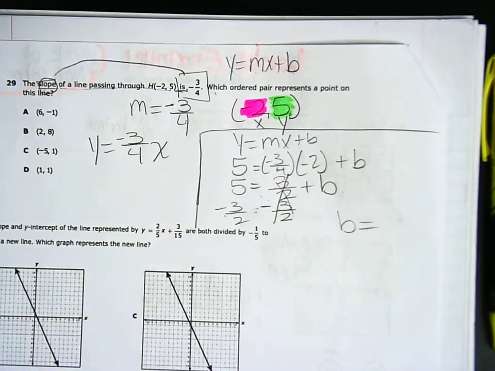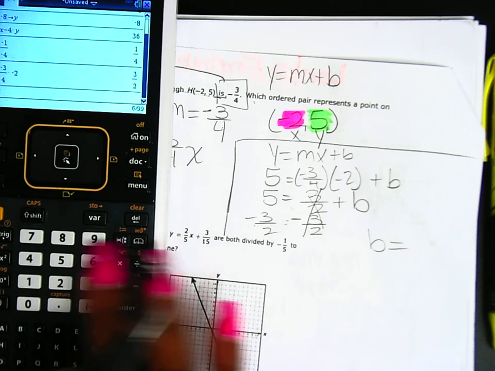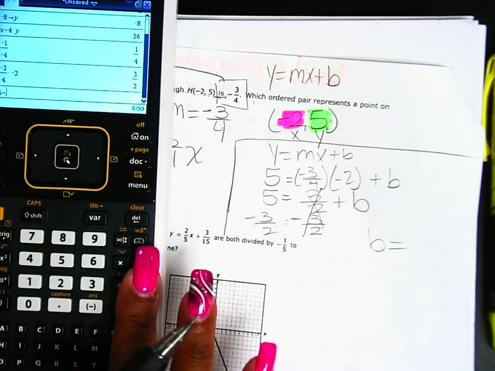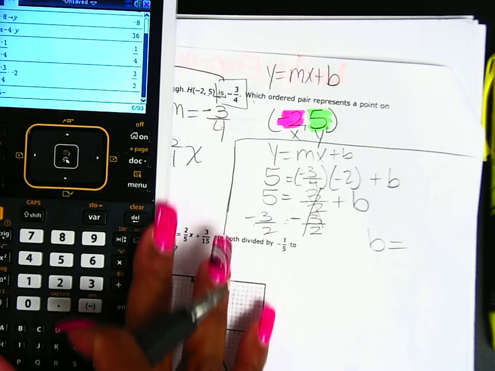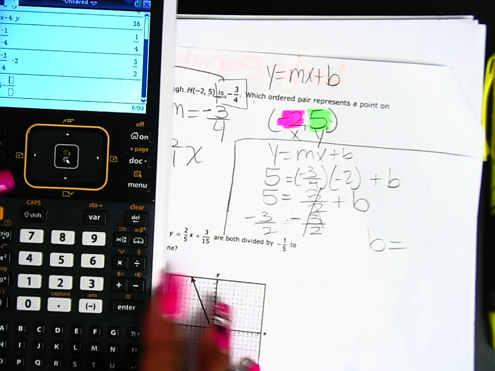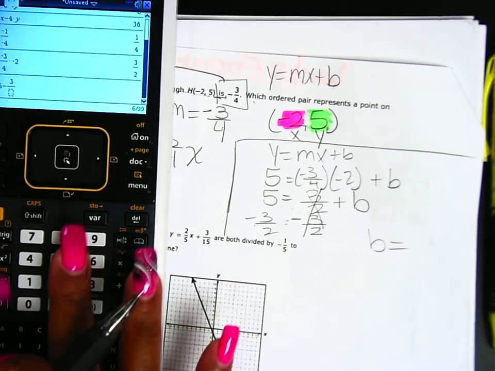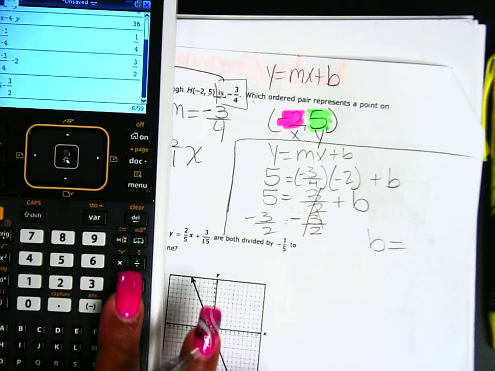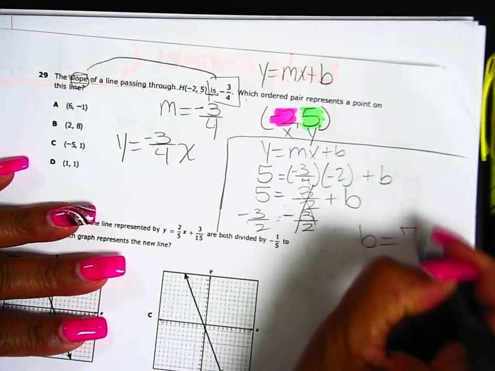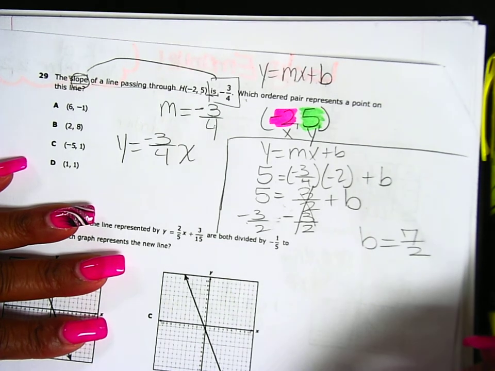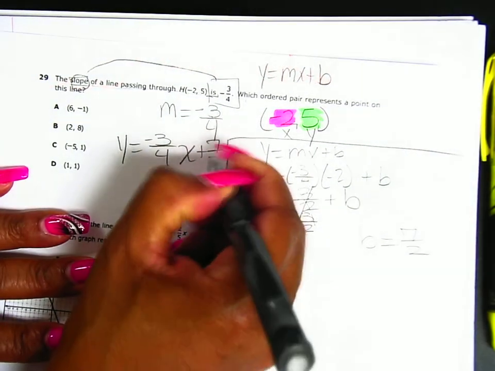I'm going to put that in my calculator. I'm going to say 5 minus 3/2. Control division, not control T. 3, and put a 2 and press enter. And I got 7/2. And you'd be like, oh, that is so ugly. I know, right? I'm going to just put plus 7/2.